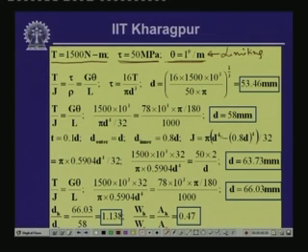Now, as we know, the expression T by J is equal to tau by rho is equal to G theta by L. This is applicable for both the circular shaft as well as the tubular shaft. Out of these, if we take the first part, that means T by J is equal to tau by rho, we get the relationship. This we have seen earlier.